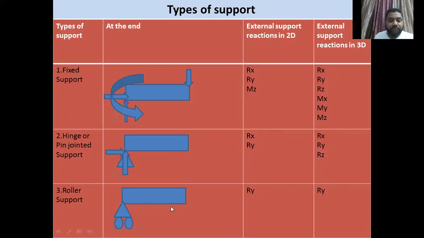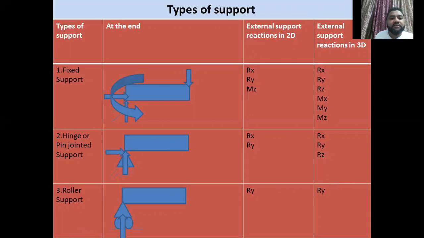Now come to the roller support. Roller support is a support which opposes the vertical motion. That means in the vertical direction there will be a reaction. So I have given a vertical reaction, that is Ry, and in the 3D problem it is also Ry. So these are the three main supports: fixed support, hinge support, and roller support. These are the symbols, and at the end how it looks like. And this is the external support reaction in case of 2D. That is the external support reaction in case of 3D, that you have to remember.